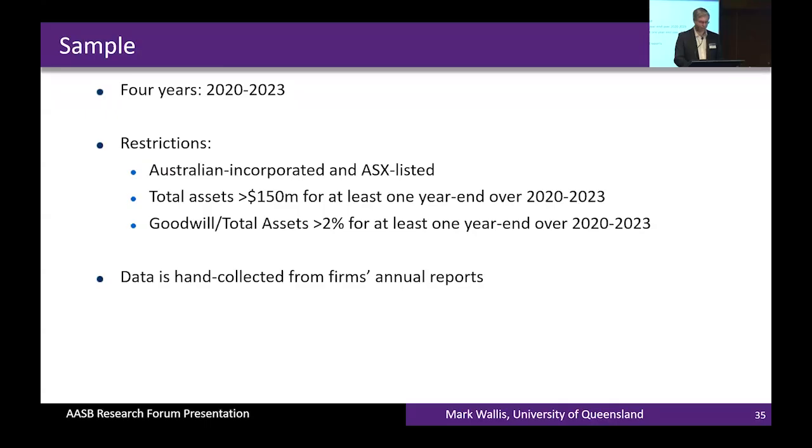Okay, so methodology. We've got a 4-year sample, 2020 through 2023. This is quite an interesting sample period because there are a lot of dramatic events in that period. Firms have to be Australian incorporated and listed on the ASX. We set a minimum firm size of 150 million total assets just to keep the data collection manageable. This is manual collection. And we required the firms to have material goodwill, so goodwill to total assets of at least 2%. The data is hand collected from the notes to the financial statements.